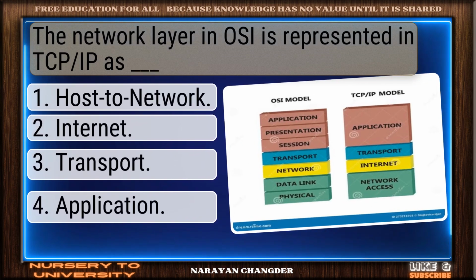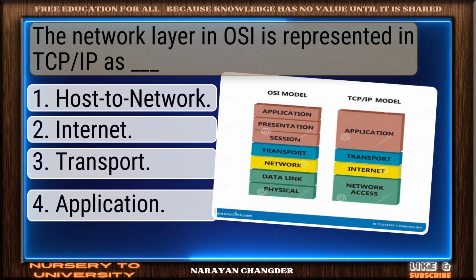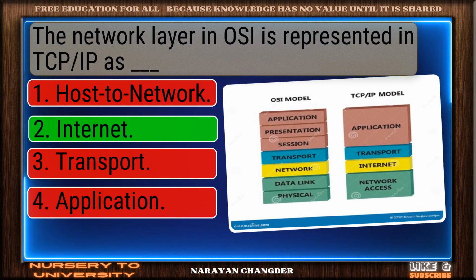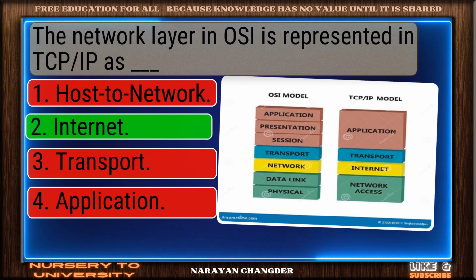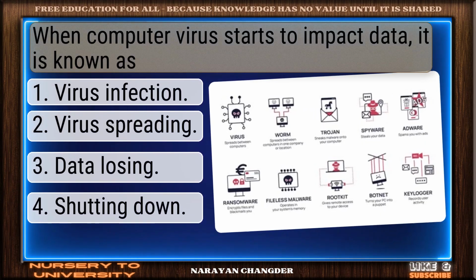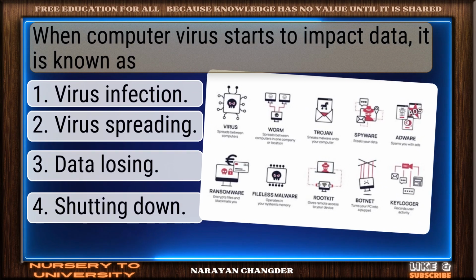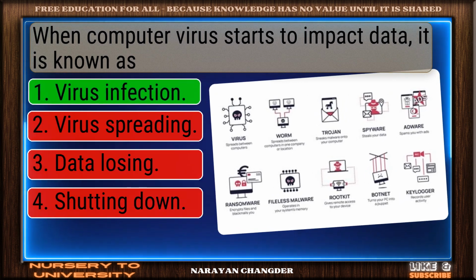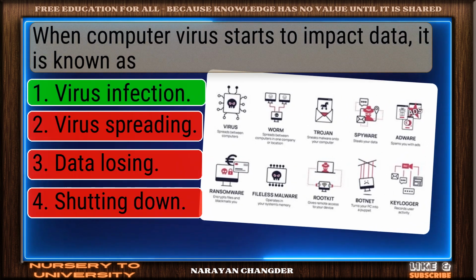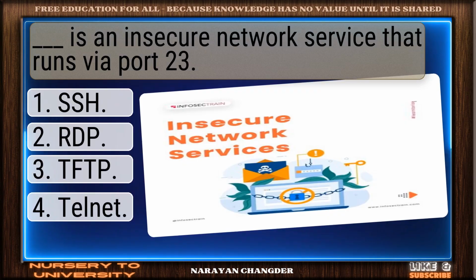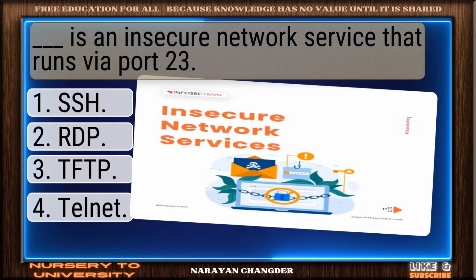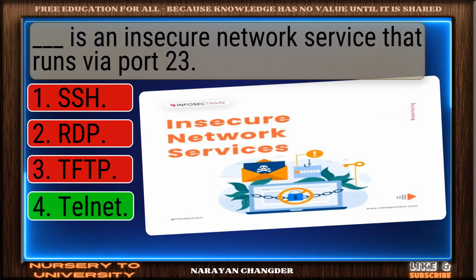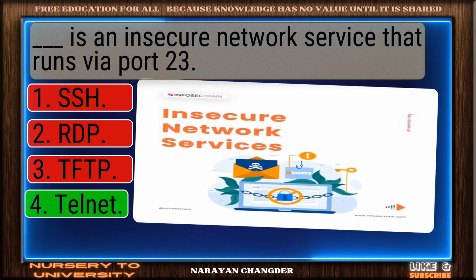The network layer in OSI is represented in TCP/IP as dash. Perfect. Internet is the one. When a computer virus starts to impact data, it is known as. Clear logic. Virus infection is sound. Dash is an insecure network service that runs via port 23. Bravo. Telnet is the answer.